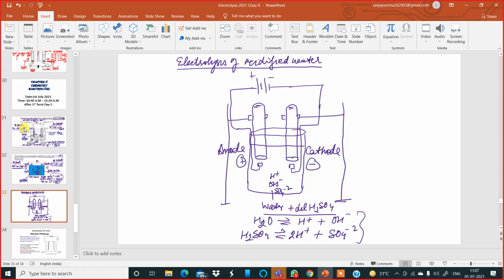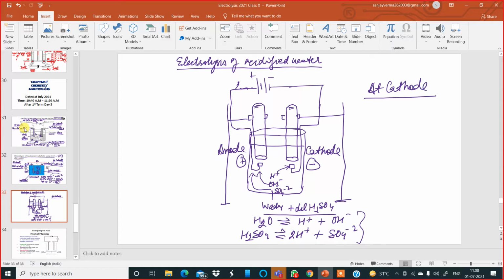Now when the switch is put on, DC current starts to flow through this electrolytic mixture, and all the cations, which are only hydrogen, will go to the cathode, and hydroxyl and sulfate will go to the anode. Are you getting it? Now, at the cathode, Pratham, I hope you are there.